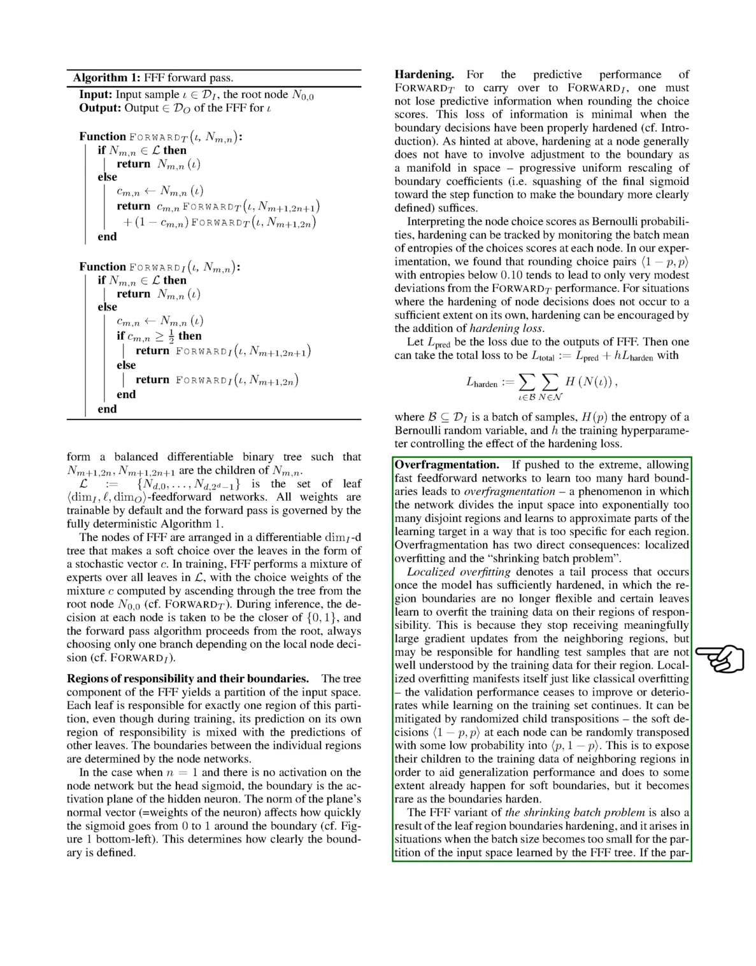One way to mitigate this is by randomized child transpositions. This means that the decisions at each node can be randomly swapped with a low probability. This exposes their children to the training data of neighboring regions, which can help improve generalization performance.